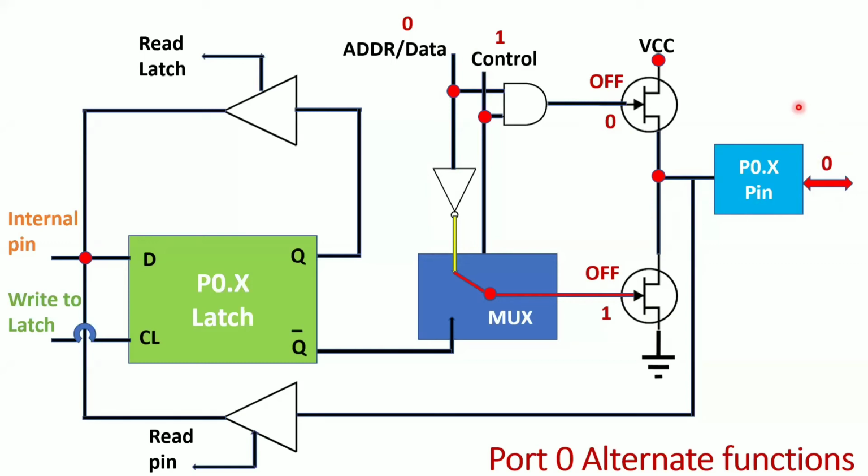Why do I need to generate 1 and 0 for the alternate functions? Because I need to differentiate whether I am sending the data, whether I am receiving the data, or whether I am making it the address bus. That's why, to differentiate between data and address, we need to generate two control signals. That's why 1 and 0 are generated with the help of this control signal. So this is your port 0 alternate functions, input operation and output operation. That is the end of your port 0 structure.